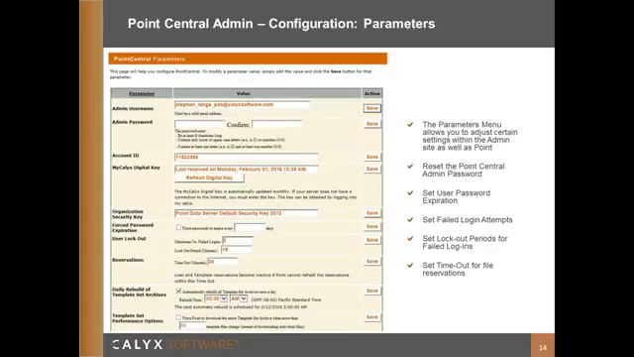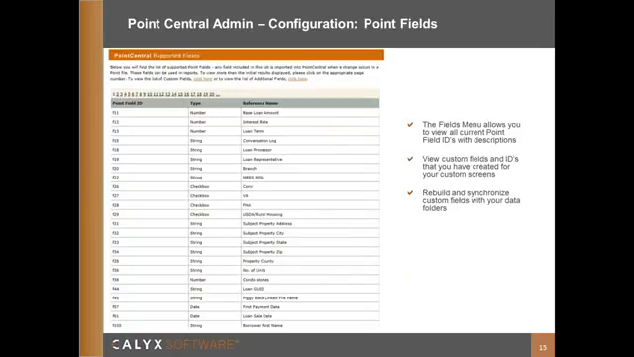There are several various drop-downs in our configuration menu here in PointCentral Admin, and one of those is the parameters. The parameters menu allows you to adjust certain settings within the admin site as well as Point. This allows you to reset your PointCentral Admin password, set user password expirations, set an amount of time for lockout periods as well as number of failed login attempts. It also allows you to set the time for the lockout for the reservations.